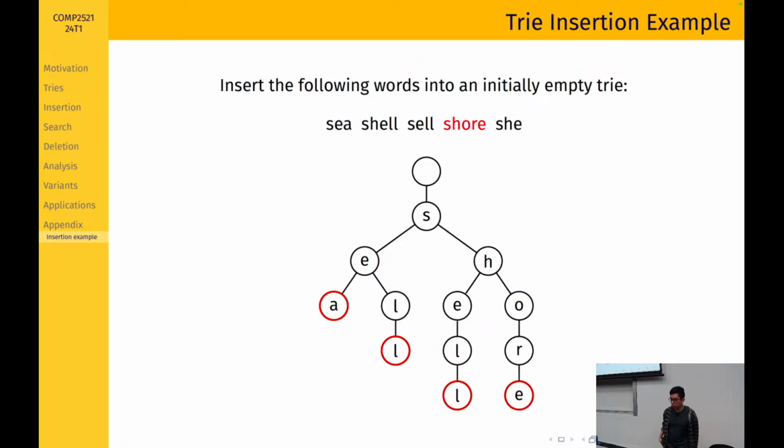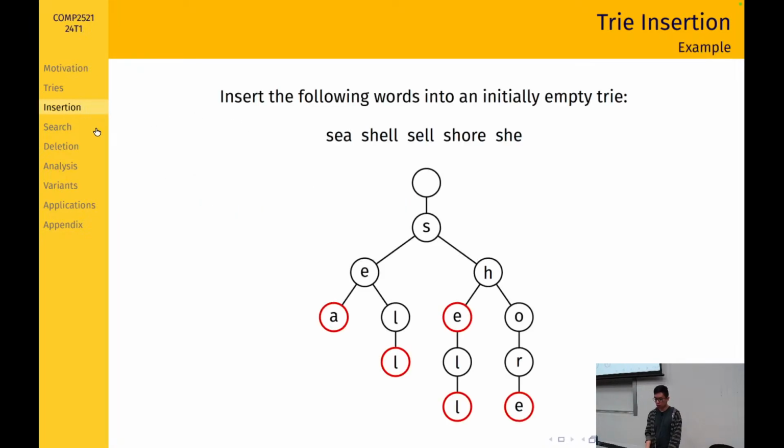Okay. And finally, if we want to insert the word SHE, then going through the letters from left to right, we see that there is a path corresponding to the letters S, H, and E. That means we don't need to create any new nodes this time, but we just need to set this last node to a finishing node. Okay, and that's it. That's the changes to the trie. Okay, so there is our final result.